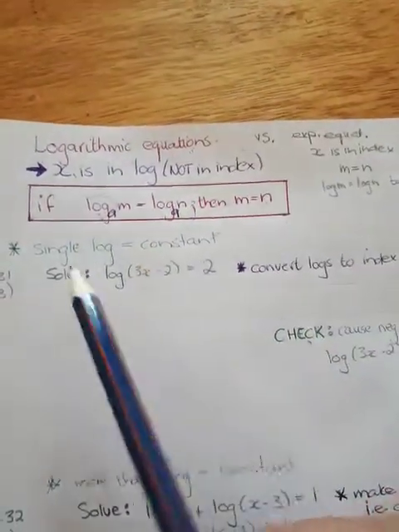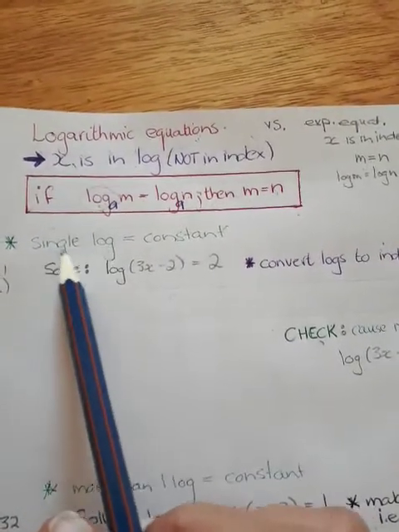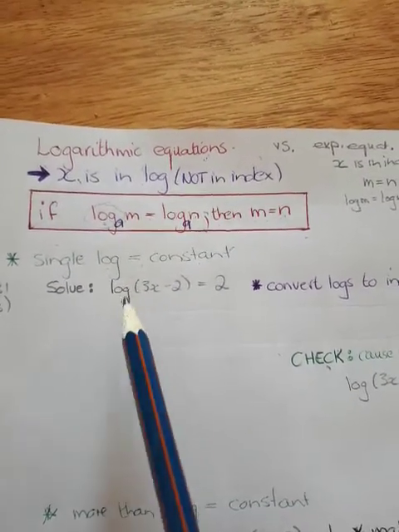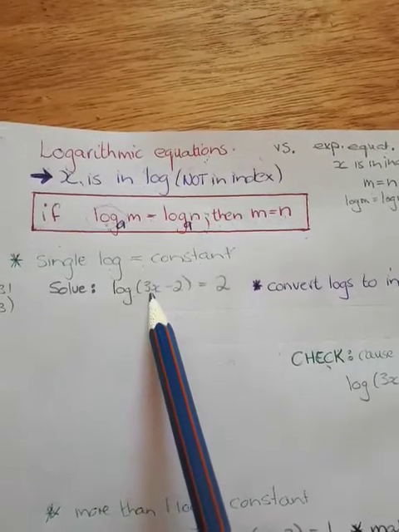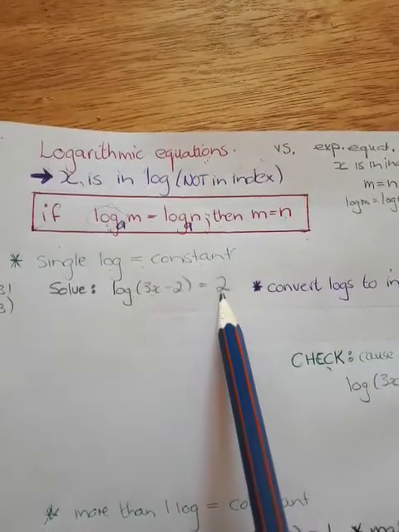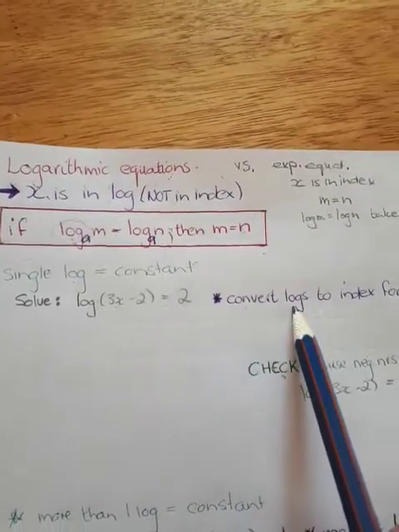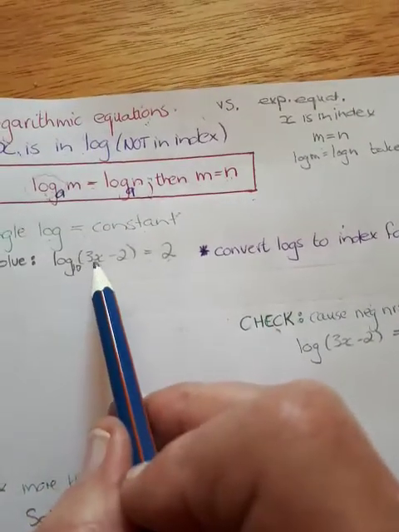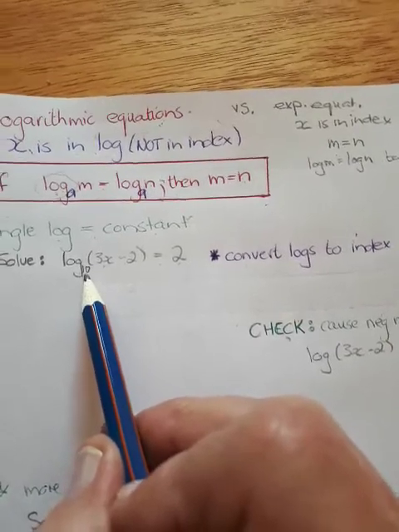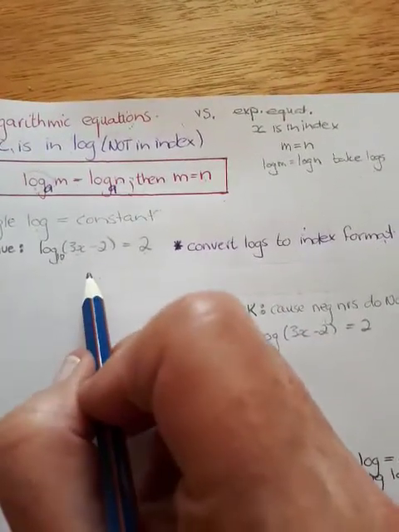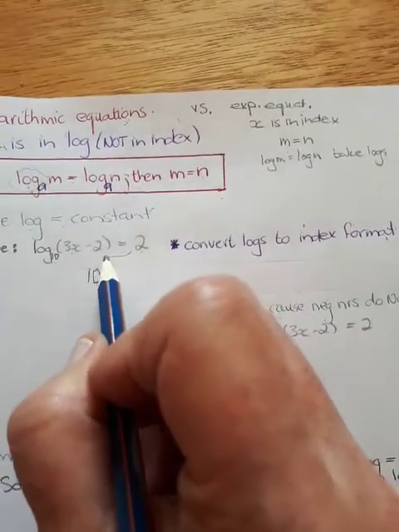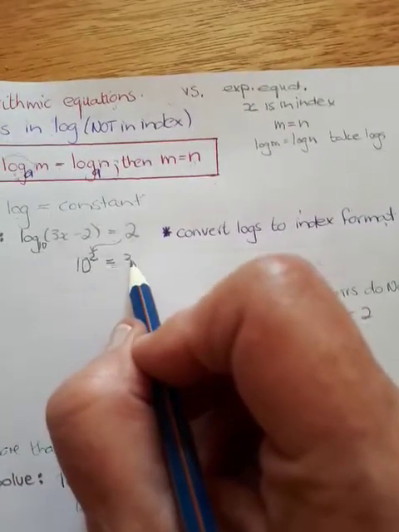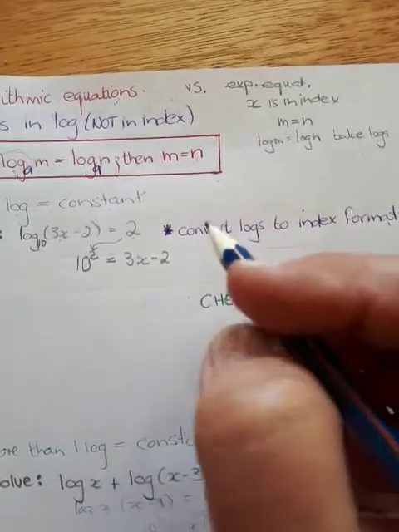Now the simple logarithmic equations, if you have a single log which gives you a constant. So if you look at this example, you've got log of bracket 3x minus 2, which equals 2. Now we're going to convert the logs to index format. Now remember, this is the log of 3x minus 2 with base 10. And when we convert the logs, we take the base, my answer becomes the exponent, and then I can have on the other side 3x minus 2.